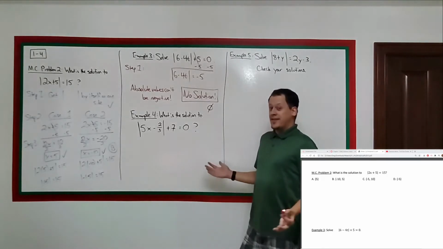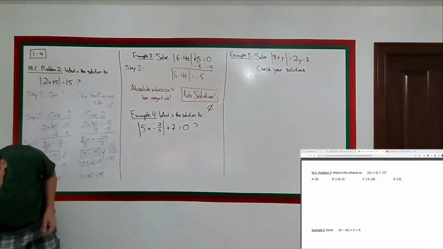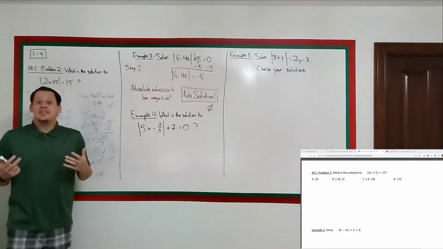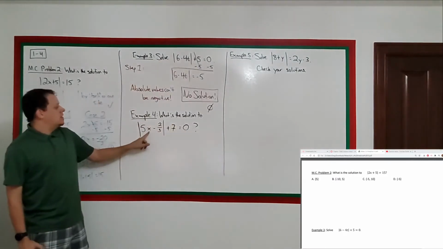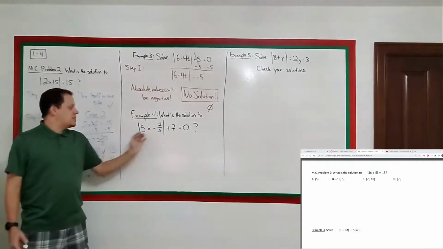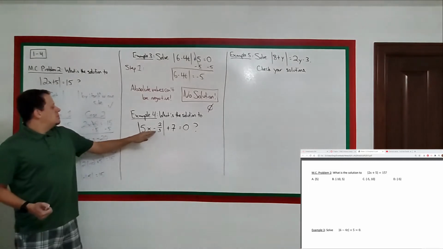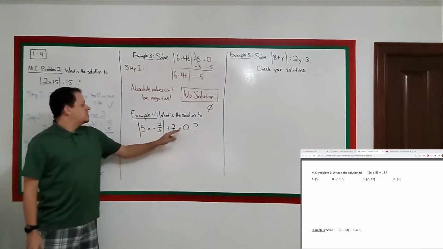So, that was quick. Next is example 4. It's asking what is the solution to, which is the same thing as solve. Okay? By solution it means what value of x is going to make this work. So we're still solving. 5x minus 2/3, the absolute value of that, plus 7 equals 0.